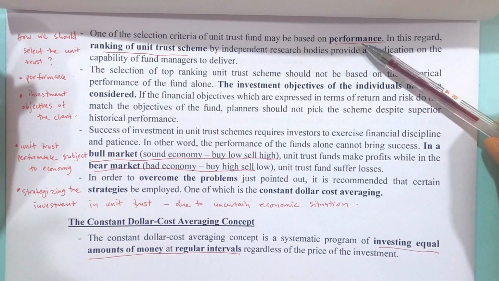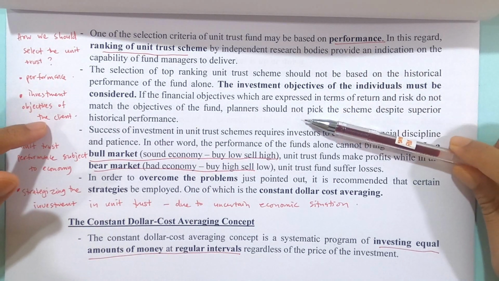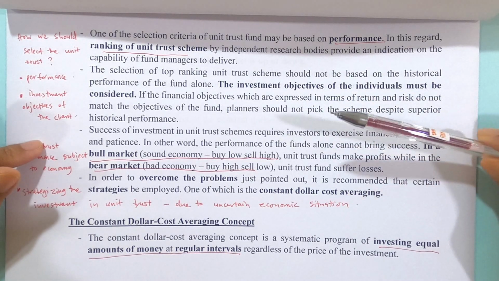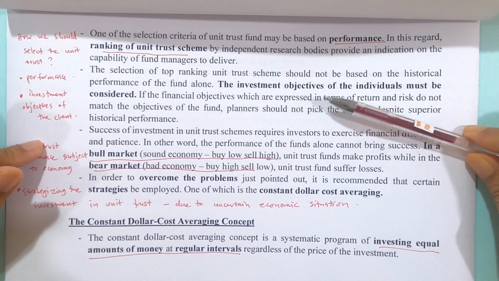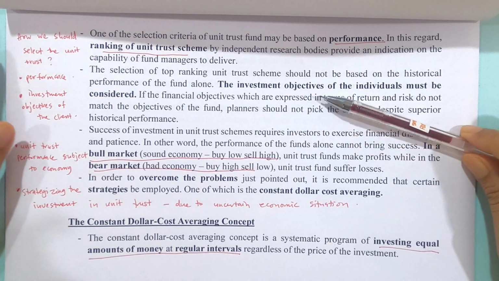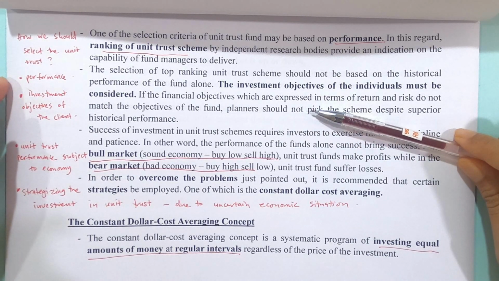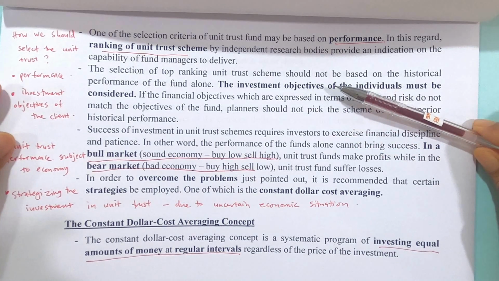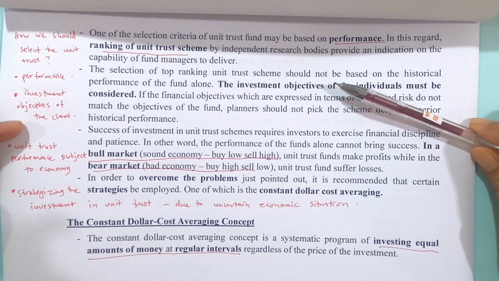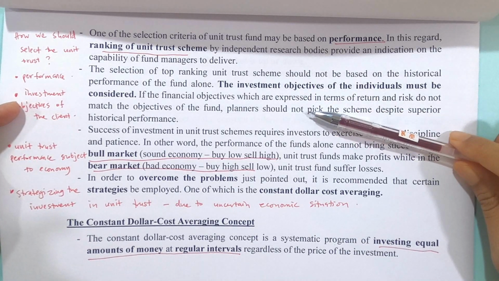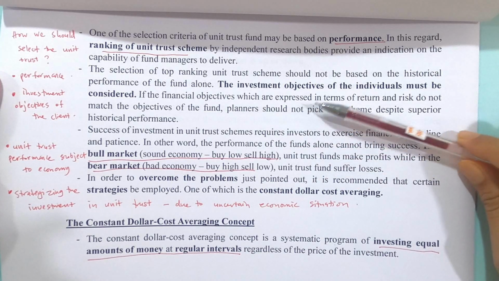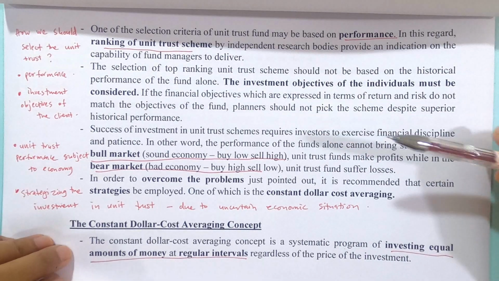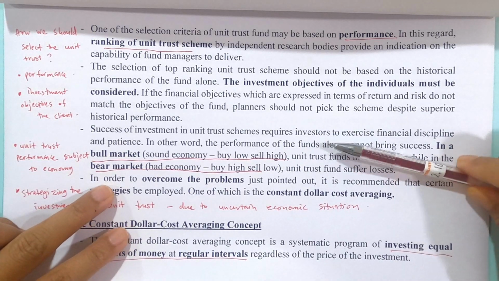Besides looking at the performance, you also have to consider the objective of the client, because when you want to select the best unit trust fund for your client, it is not just based on the performance, but also on the objectives of the individual or client. For example, let's say your client prefers a Sharia fund, then you should focus on the Sharia fund, although the non-Sharia or conventional fund seems to be very, very profitable. So your decision is not only based on the performance, but also on the preference or the objectives of your client.